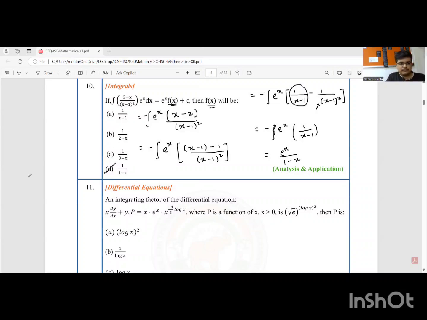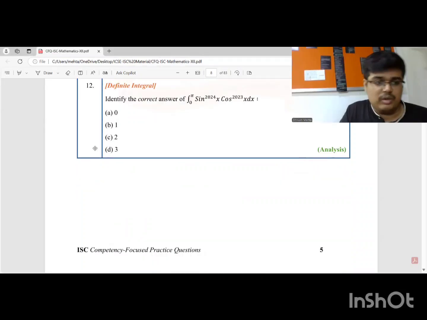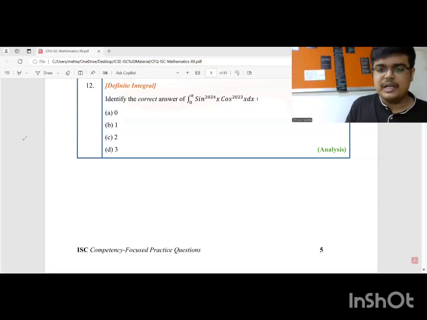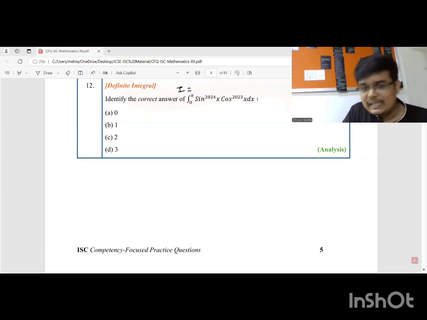We'll take the next question. This question might look weird or difficult because it's 2024, 2023, but students, it's a definite integration question. We'll stick to the most basic property of definite integration, which we use in almost every question. So here, I'll call this original integral as I. I'll mark this as equation 1. We will use sum of limits minus x. I hope you know this rule.